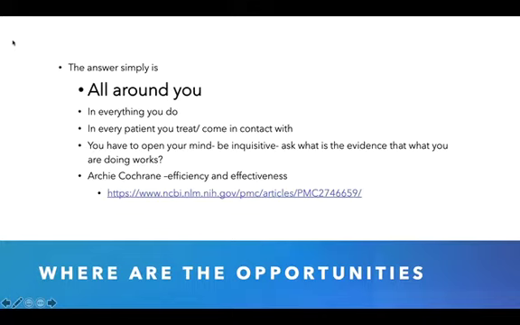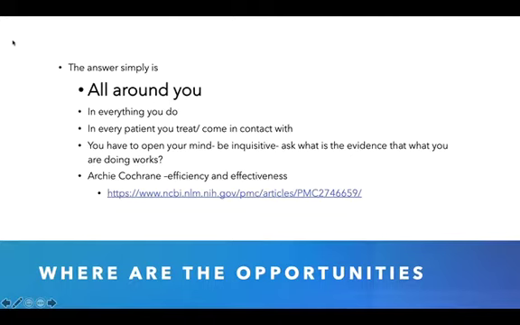So, where will you find the answer to this particular thing? What should you be researching on? And how will you know what is important? And for this, the answer is probably all around you. It is in everything that you do, in every patient that you come in contact with.